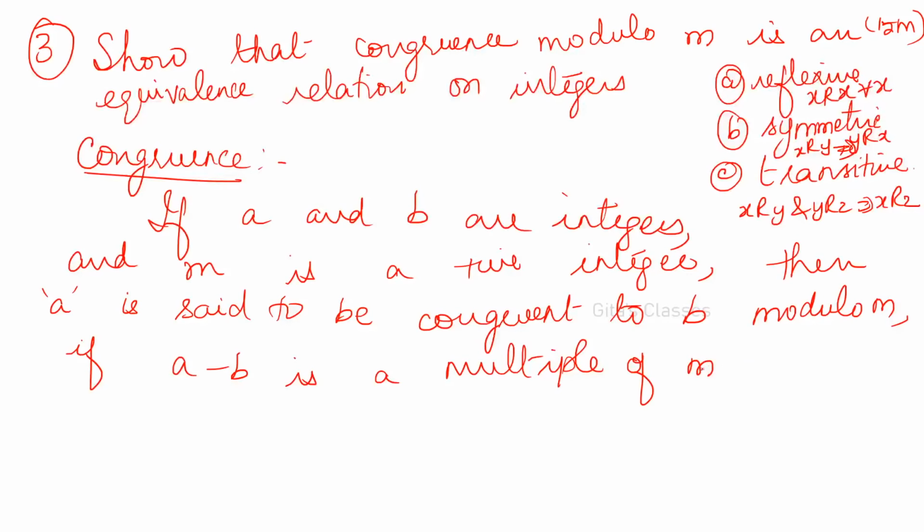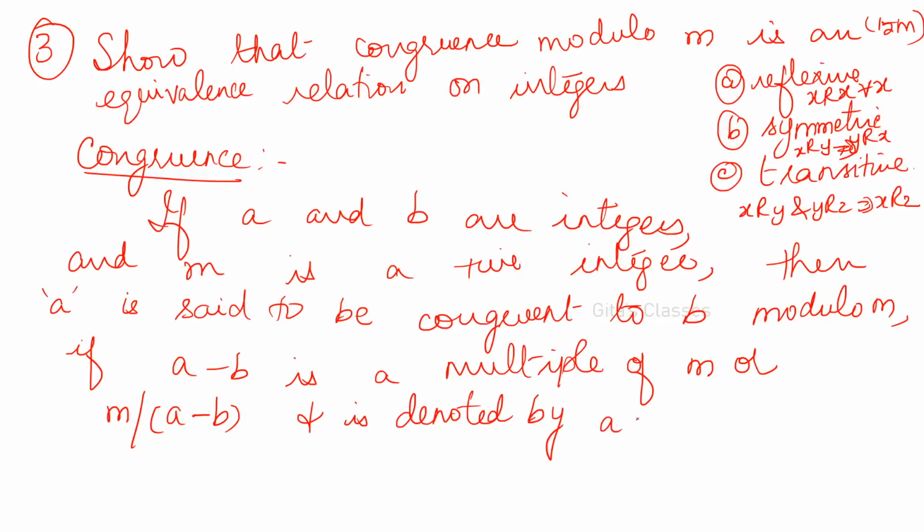A minus B is a multiple of m, or we say that m divides A minus B. That is denoted by A is congruent to B mod m. So we have to prove that this is an equivalence relation. So let us see the first one.